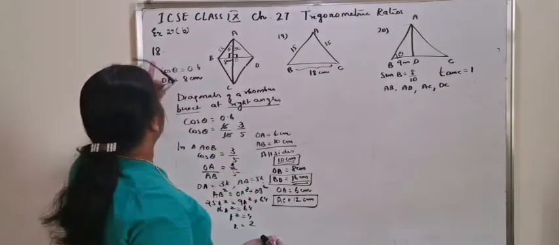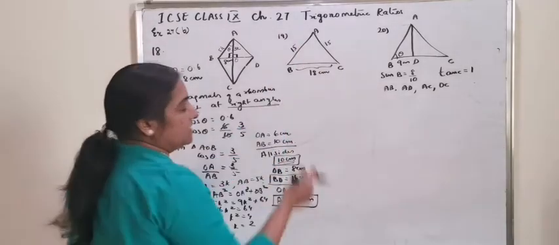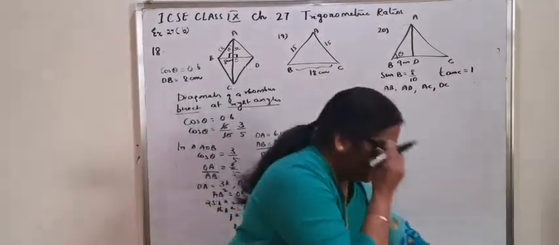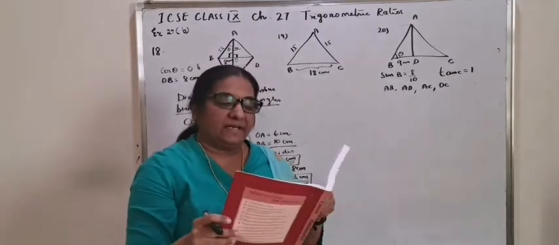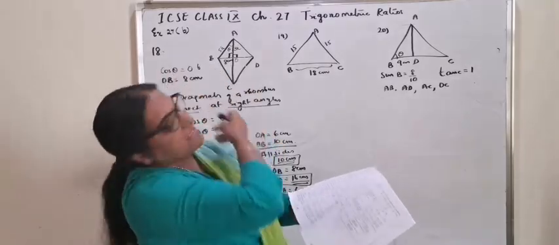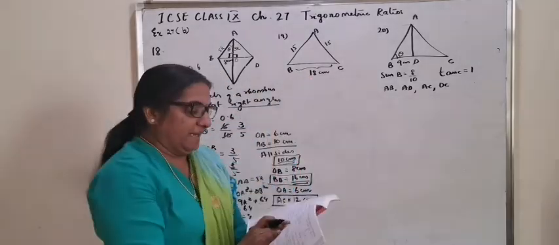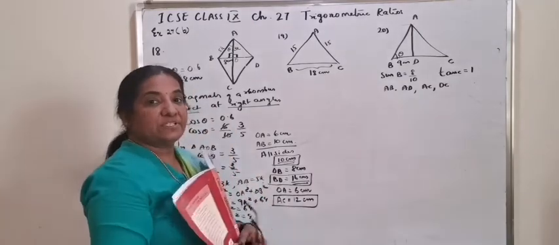That is question number 18. Question number 19. An isosceles triangle is given to you with the two sides. In triangle ABC, AB equal to AC is equal to 15 centimeter and BC is equal to 18 centimeter. Find the cos angle B. It's a very familiar question to you.